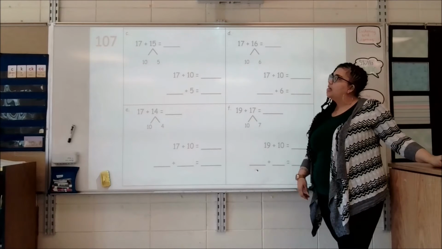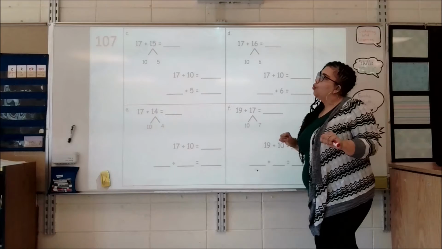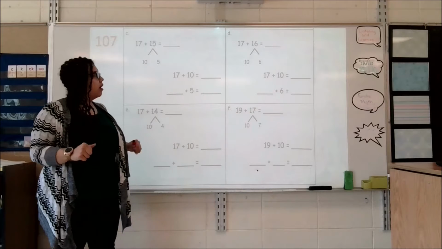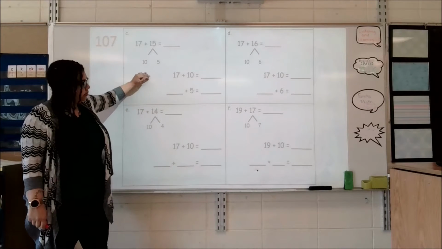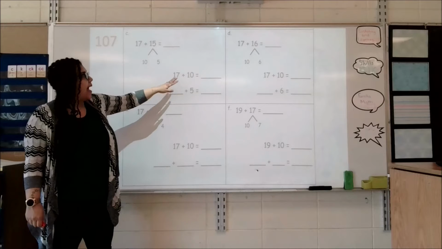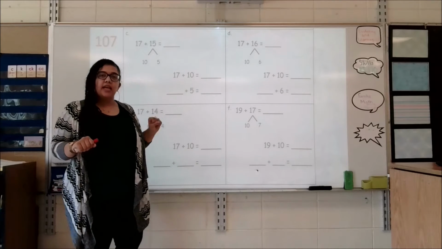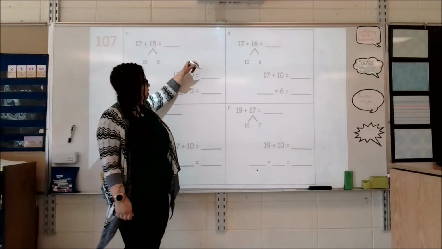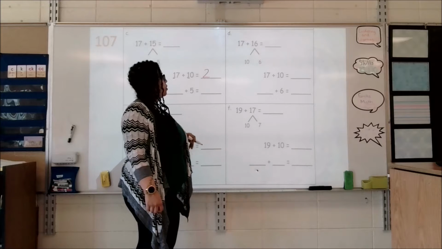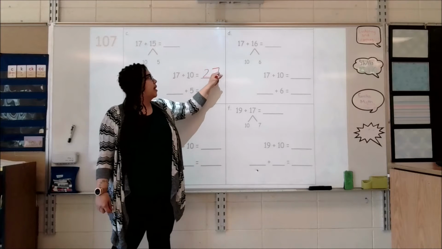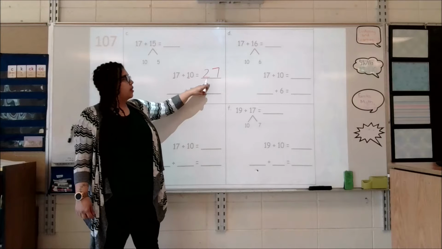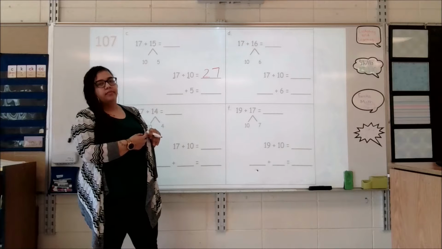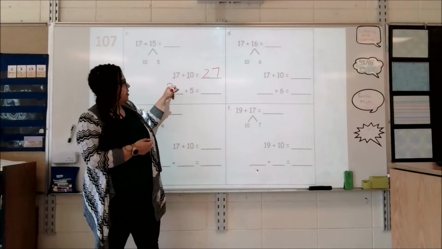So the first one reads 17 plus 15. We are told that we need to break 15 into 10 and 5. Okay, cool. So they also so kindly told us that we're going to add the 10. So 17 and 10 more. We are increasing in the tens place. So 1 ten plus 1 ten is 2 tens. My ones stayed the same. So if 17 plus 10 equals 27, what goes here? 27, just like I've been doing.